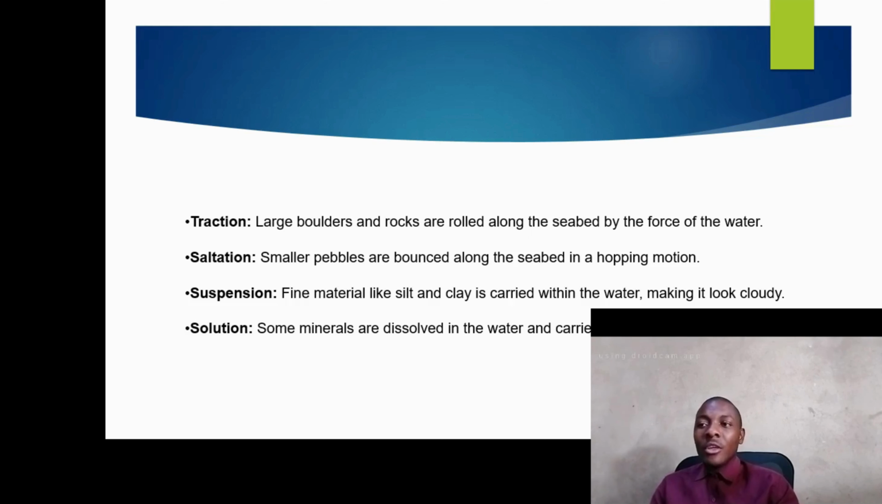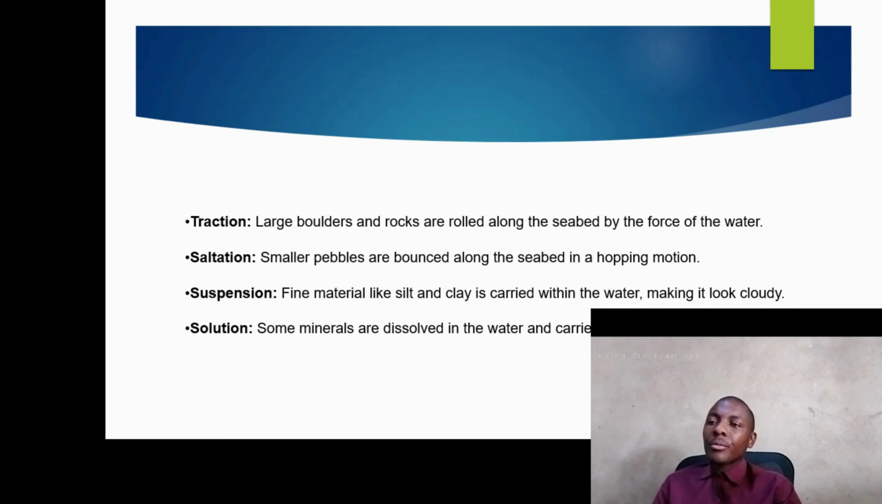Then the last one is solution, where those minerals that would have been dissolved in the water by the process of solution in erosion would then be carried as dissolved material by the sea from one point to another. So these are the 4 types of transportation that we have, and we're going to be looking into them in detail alongside the longshore drift as we progress with the topic.